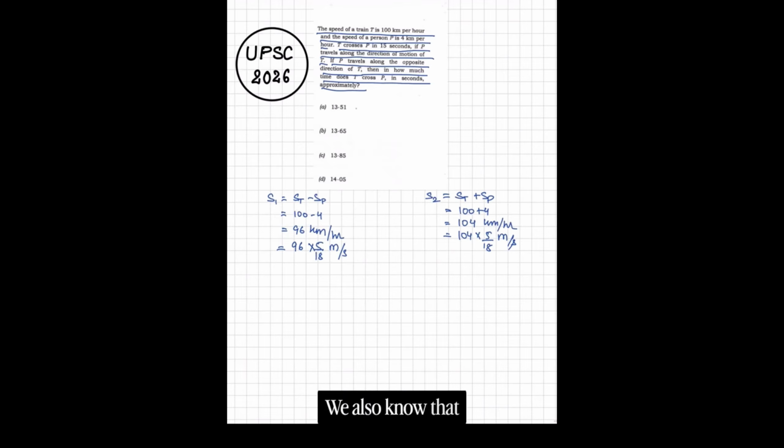We also know that S1 into T1 is equal to S2 into T2, which is equal to the length of the train, where T1 is the time taken by the train to cross the person P when they're traveling in the same direction, and it is given as 15. And T2 is the time taken by the train to cross the person P when they're traveling in the opposite direction, and we have to find the value of T2.